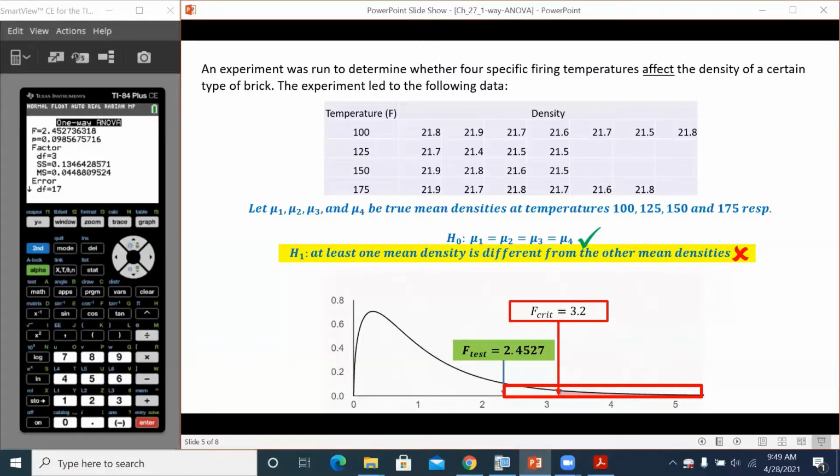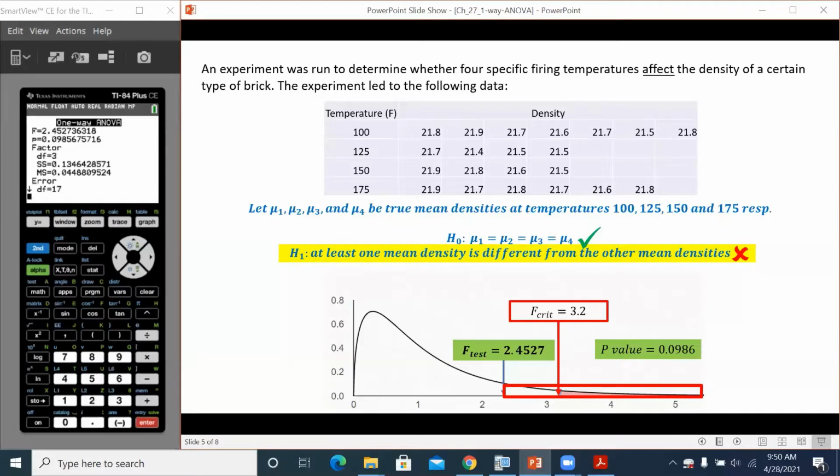For this question, the test statistic is 2.4527. Therefore, the lower limit should be 2.4527. For the upper limit, enter something positively large, such as 100,000. And the numerator degrees of freedom equals 3. The denominator degrees of freedom equals 17. And that should give you the p-value of 0.0986. Please try it yourself with your calculator function fcdf and see if you can get the same p-value.